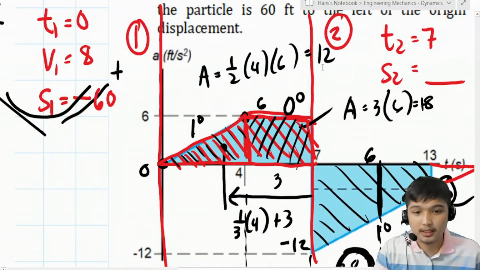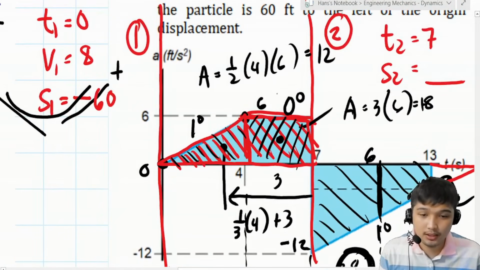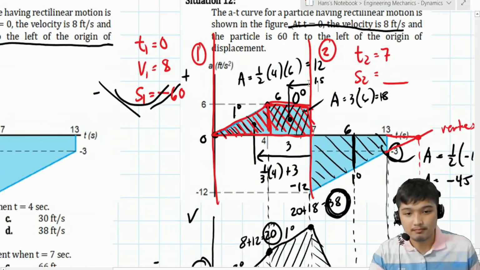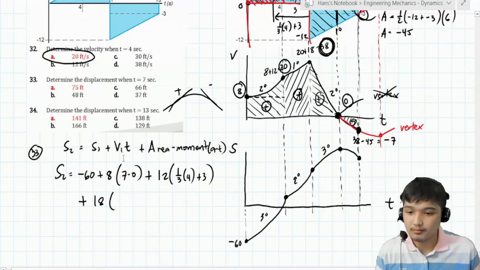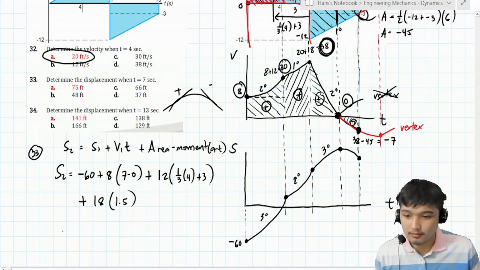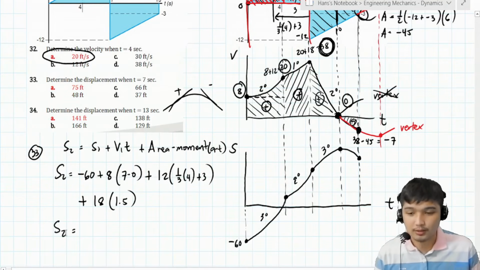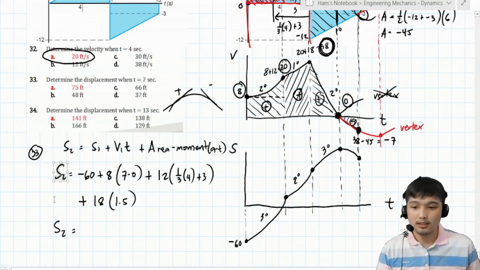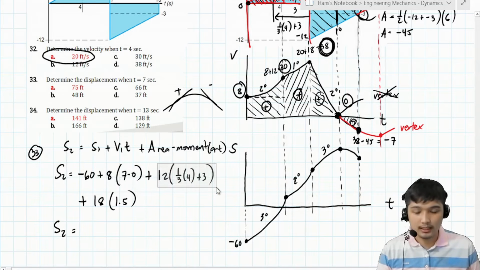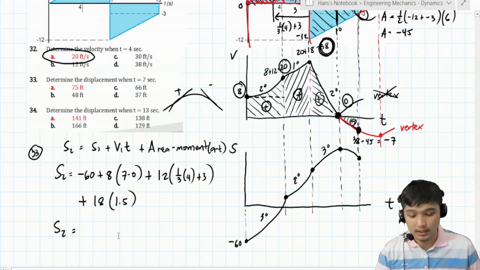Okay, so zoom in natin para nagigets. Ito yung centroid. So, ito yung moment arm. So, of course, kalahati ng 3 yan na 1.5. Okay? So, 1.5. Okay, so with that, makukuha na natin yung S2. So, nagets ba yung equation natin? So, S1, V1t, area ng triangle times the moment arm, area ng rectangle times the moment arm. So, paki-input sa calculator how much is the S2, guys.